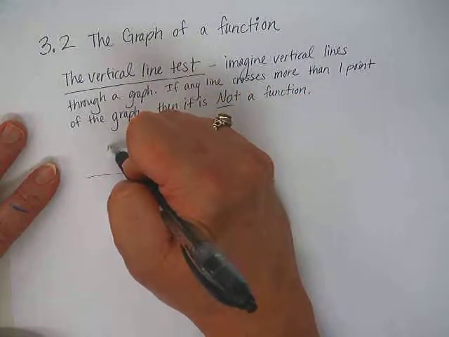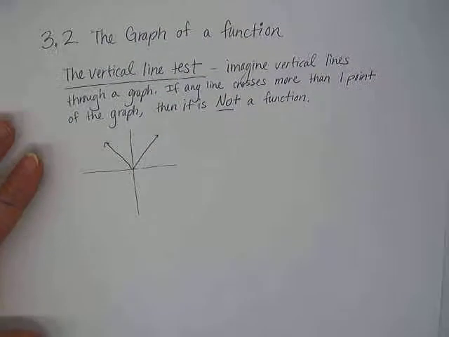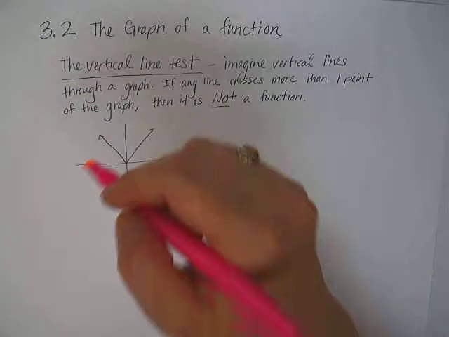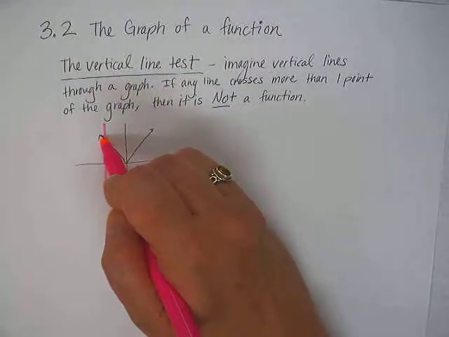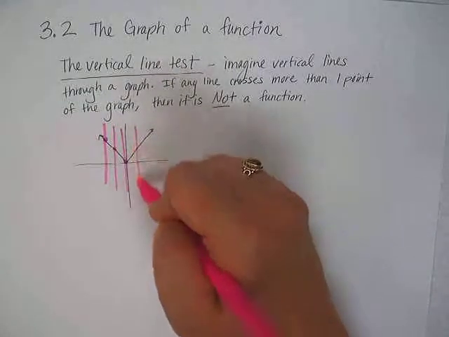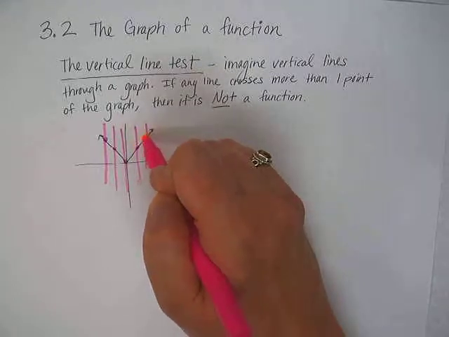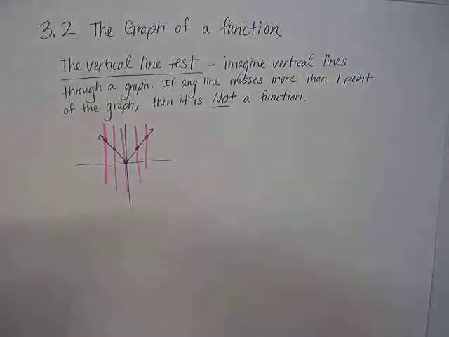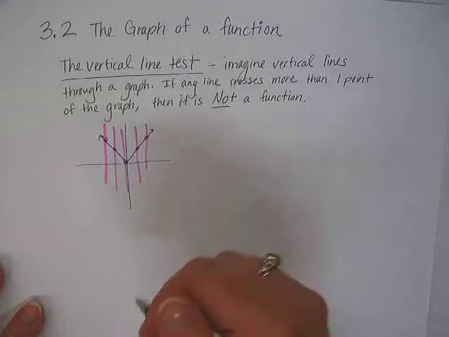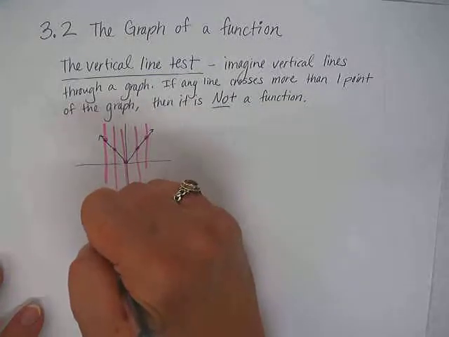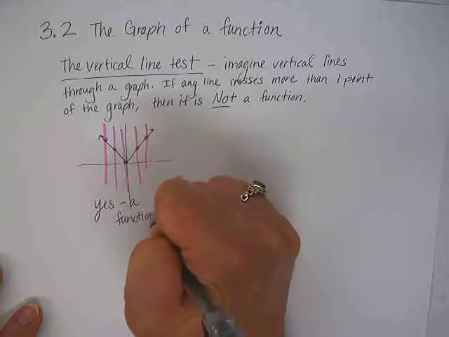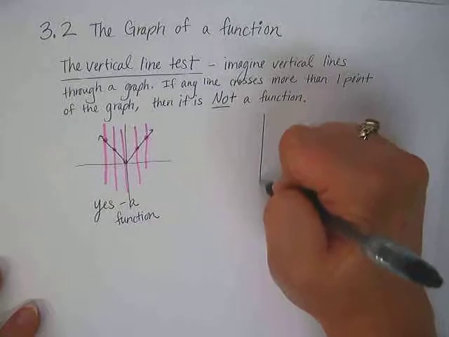Let's experiment here a little bit. This is an absolute value graph. If I imagine vertical lines going through this graph, it crosses one point there, and one point there, and one point there, and one point there, never more than one point. Does it ever cross more than one point? Nope. So yes, this one is a function, because every x value has only one y value.